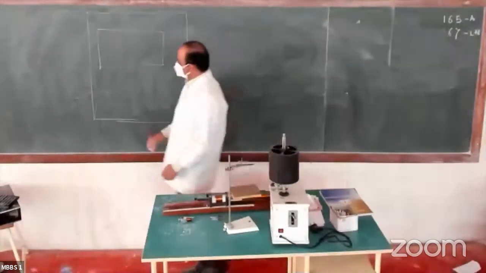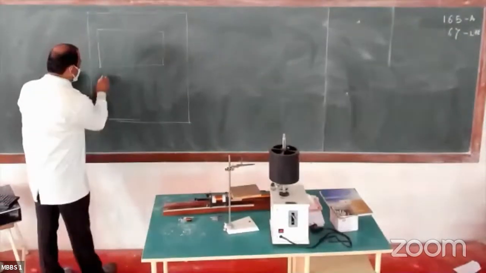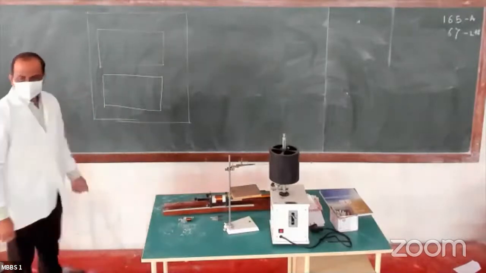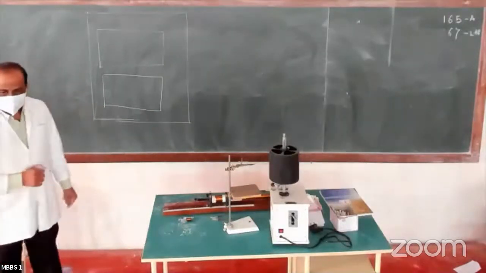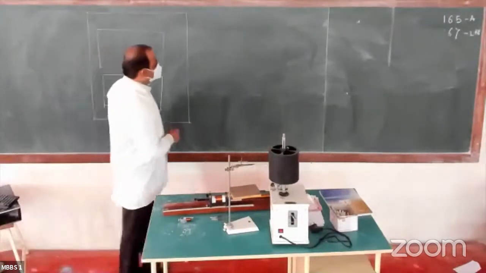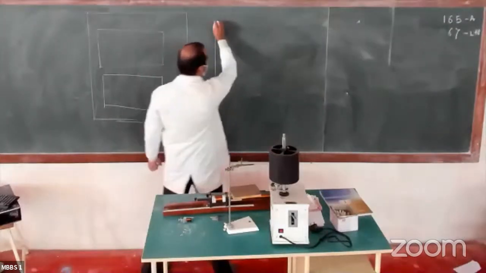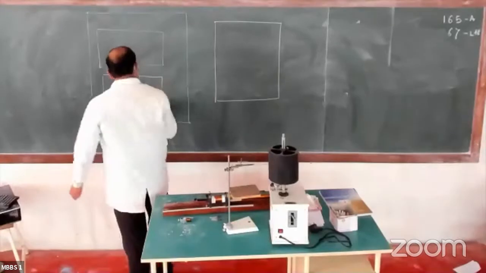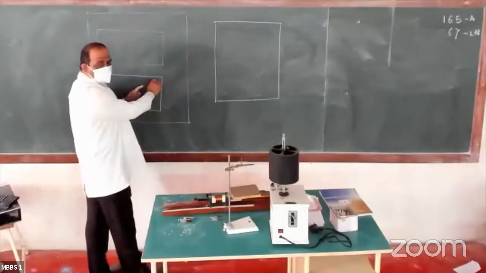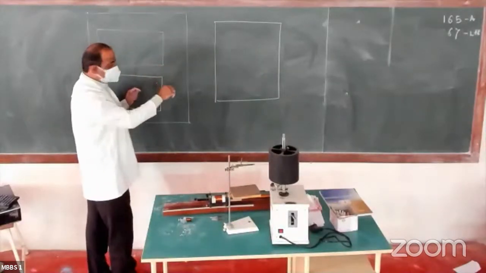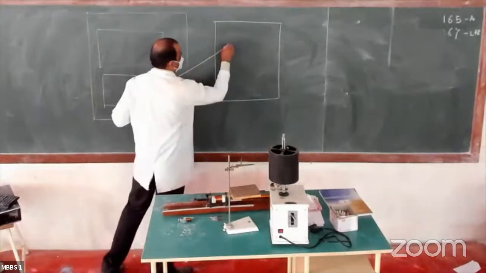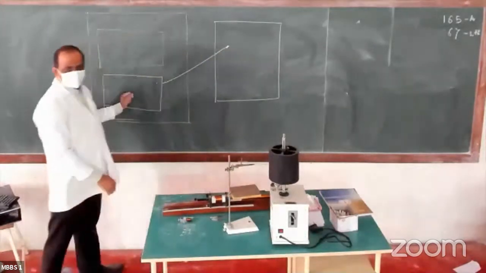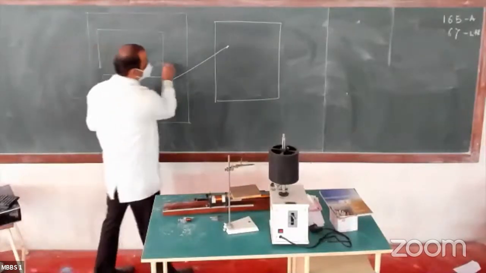Suppose two ideal graphs are there in your journal. Then what you have to do? You have to draw this graph on a full plain paper, and you have to draw this ideal graph, whatever is drawn on the board, on this paper. Draw this graph.